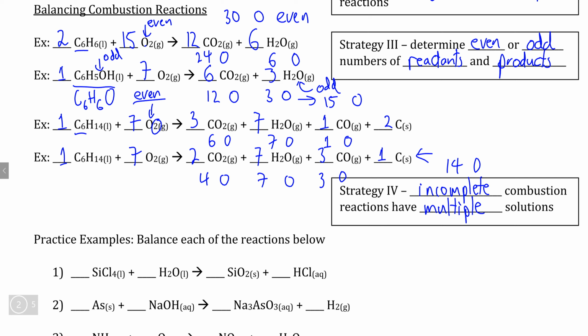So we see, because we have multiple locations to balance carbon and oxygen, we can see that with incomplete combustions, it's actually easier to come up with a solution to the balancing because there's more than one way to balance every incomplete combustion reaction.